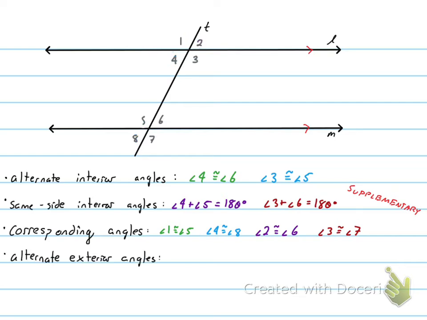Finally, the last relationship that we're going to talk about is alternate exterior angles. So these are angles that are on alternate sides of the transversal and they're on the exterior of the parallel lines. Examples of these would be angle 1 and angle 7. These would be congruent. And angle 2 and angle 8. These would be congruent as well. Notice that pretty much all these angle relationships are congruent other than same side interior. Those are supplementary angles.